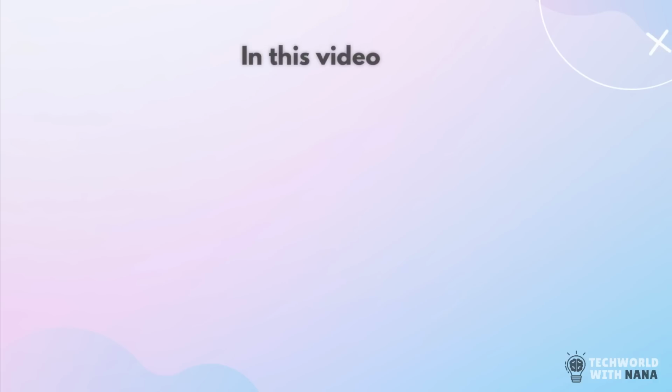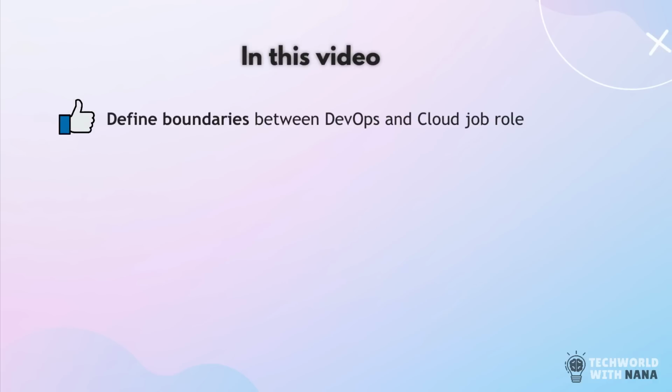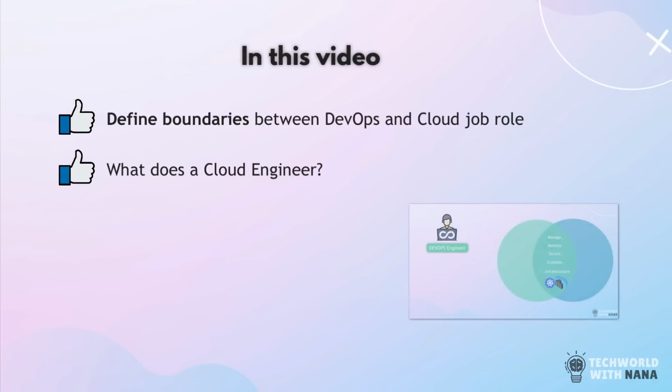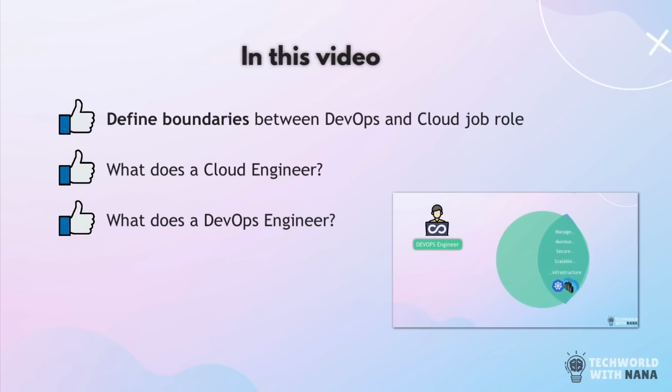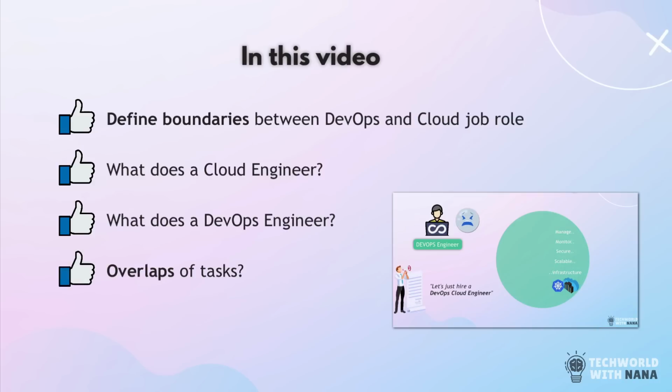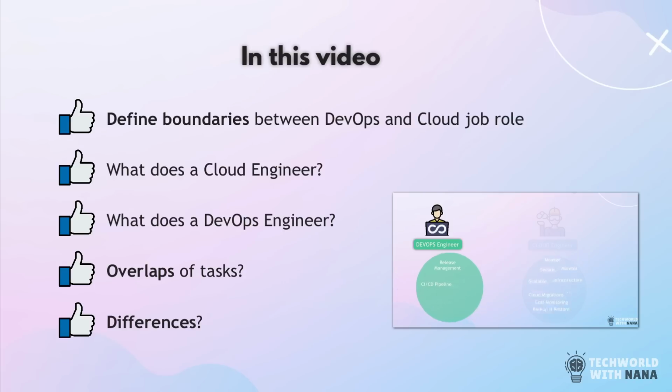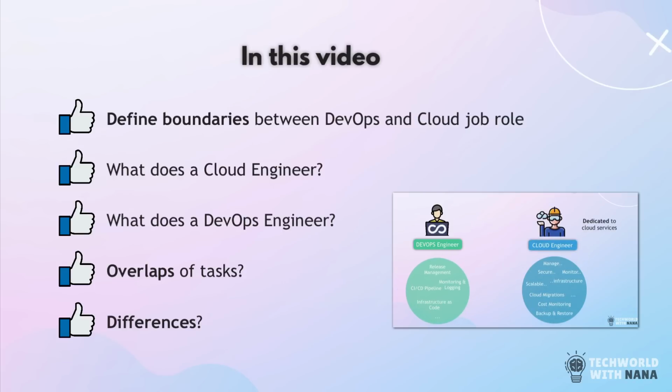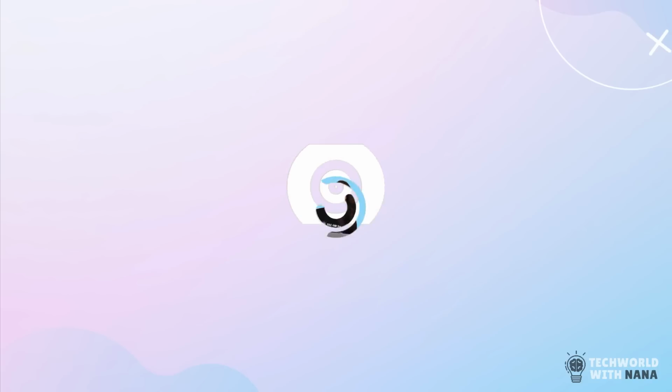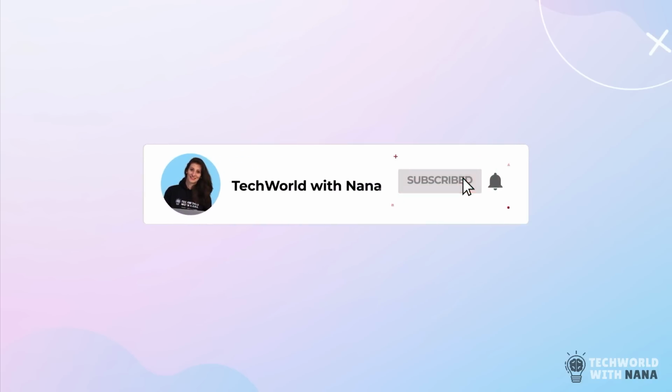So in this video, we're going to define those boundaries and see what a cloud engineer does, what a DevOps engineer does, what are the tasks they both do, so the overlaps between these roles, and what it is that really differentiates them and draws a clear line between the two. And of course, since we are on TechWorld with Nana channel, we're going to see all of that with actual practical examples, not just some generic explanations.